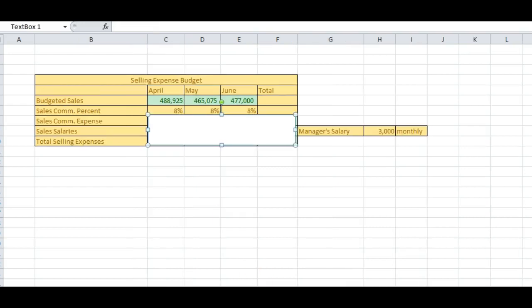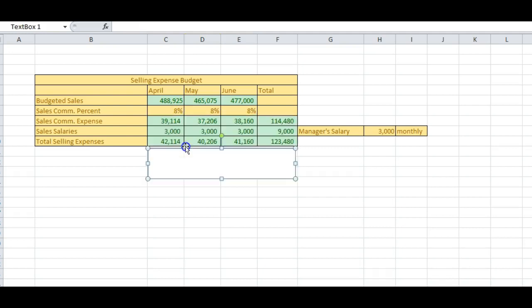And then our next one is our selling expense, and we get that from a couple of places. First of all, we have our budgeted sales here from the very first budget we did. We're going to pay 8%, so that gives us a commission expense multiplied out, and then we pay salaries of $3,000. That's the manager's salary that goes with the selling expense. So this gives us total selling expenses.